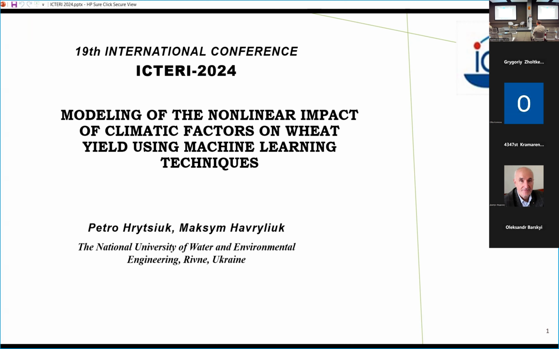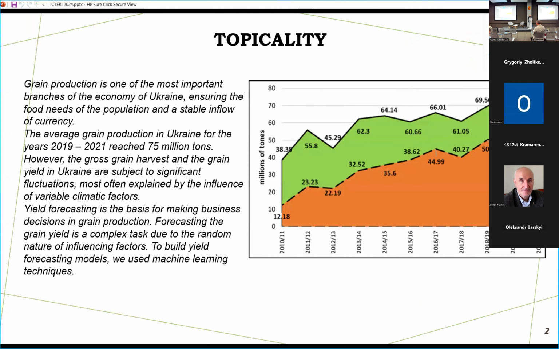The topic of my presentation is modeling of the nonlinear impact of climatic factors on wheat yield using machine learning techniques. Grain production is one of the most important branches of the economy of Ukraine, ensuring the food needs of the population and a stable inflow of currency.